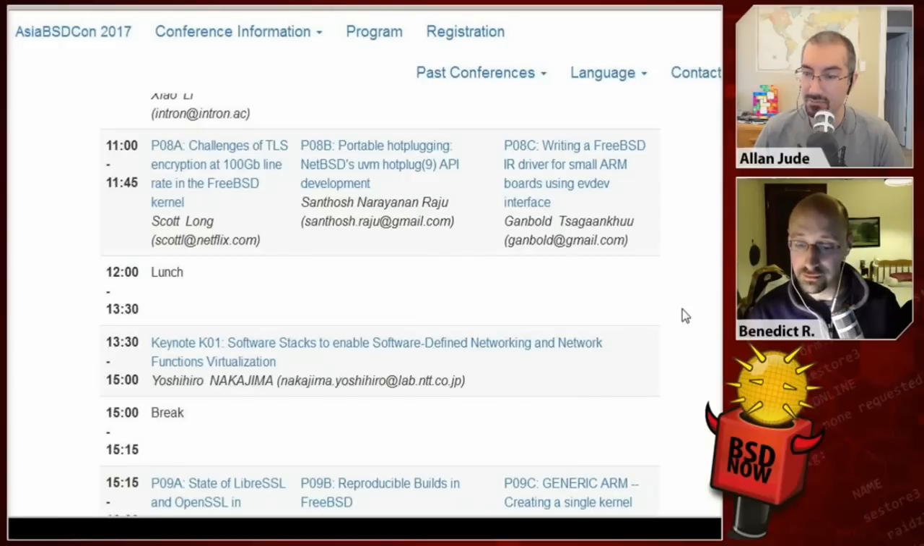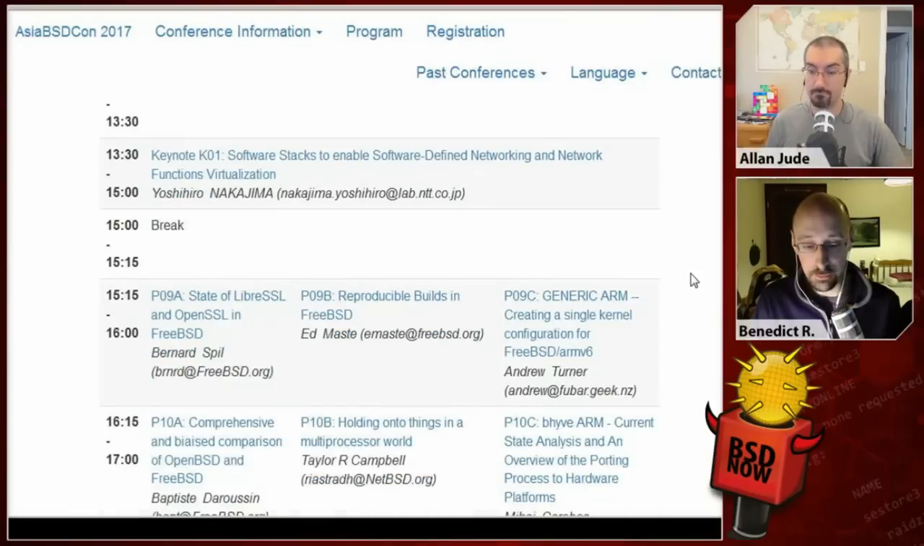And then Gambold gave a talk about writing a FreeBSD IR driver for small ARM boards using the EVDEV interface, so that you can interface with those small boards using infrared signals and remote controls and things like that. And there was another lunch, of course, always nice to have. And then we had a keynote about software stacks to enable software-defined networking and network function virtualization.